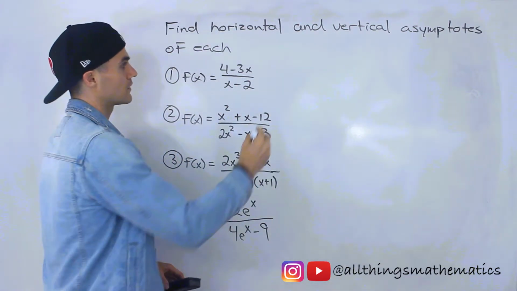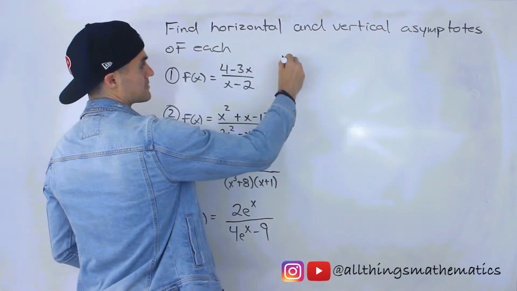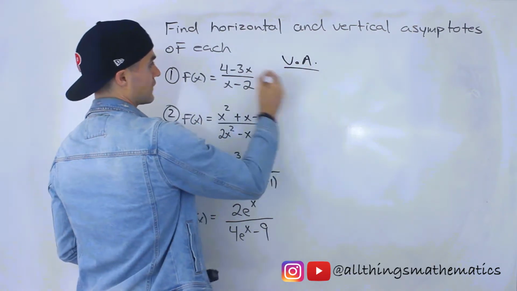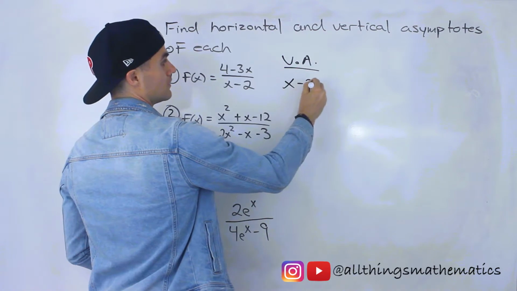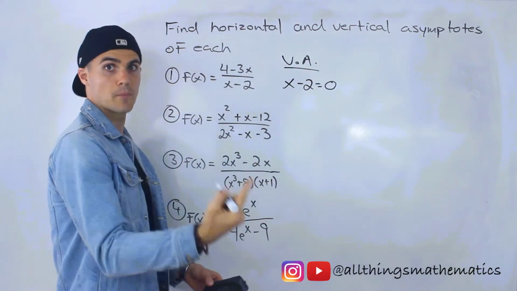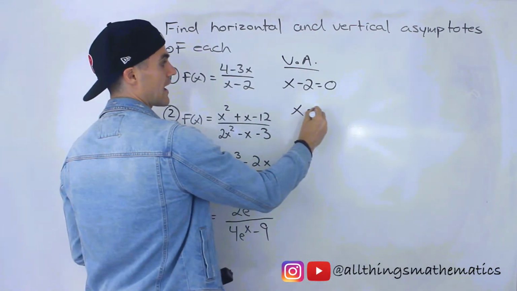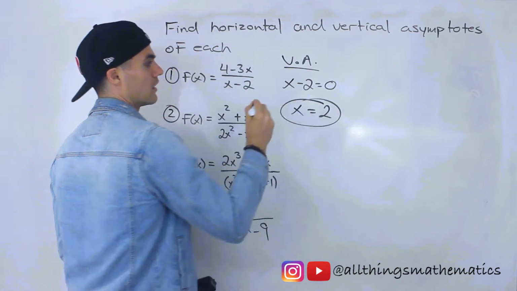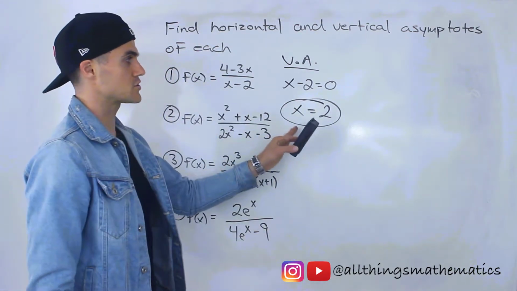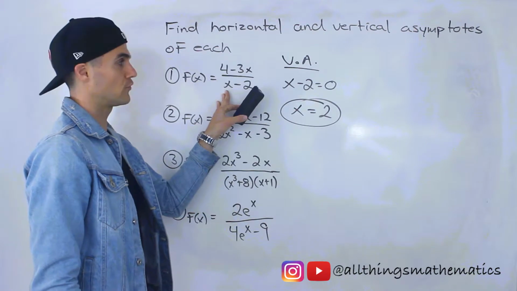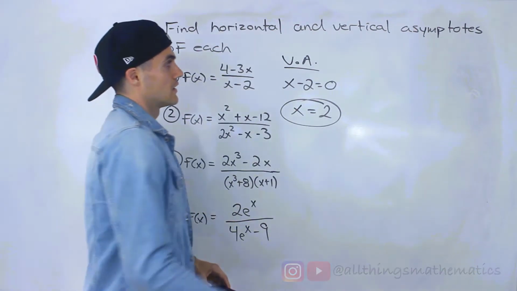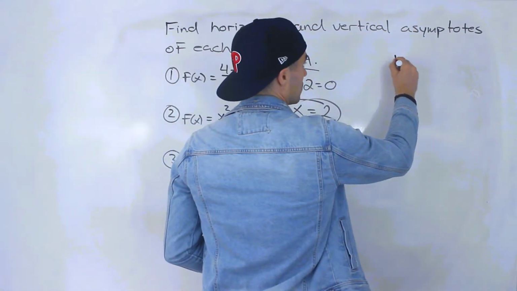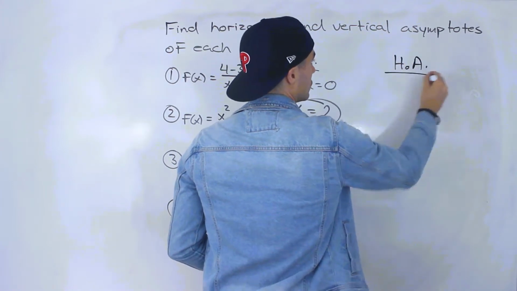Those are already factored. So the vertical asymptote for this function is basically going to happen when x minus 2, that denominator is going to equal 0. That's going to happen at an x value of 2. So x equals 2 is the vertical asymptote for this function here. Right, so vertical asymptote, that happens when the denominator is equal to 0.